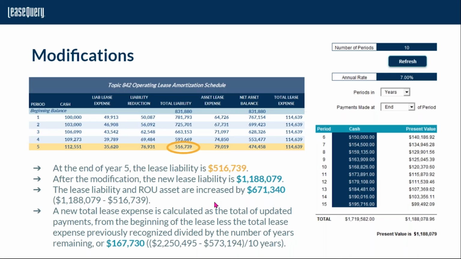We know the cash payments. We need to figure out the total lease expense. Now this is a little different. The new total lease expense is calculated as a total of the updated payments, so all 15 years of the payments, and that's going to be divided by 10 years after you subtract out the payment amounts that you already made. We'll go over that on the next slide.